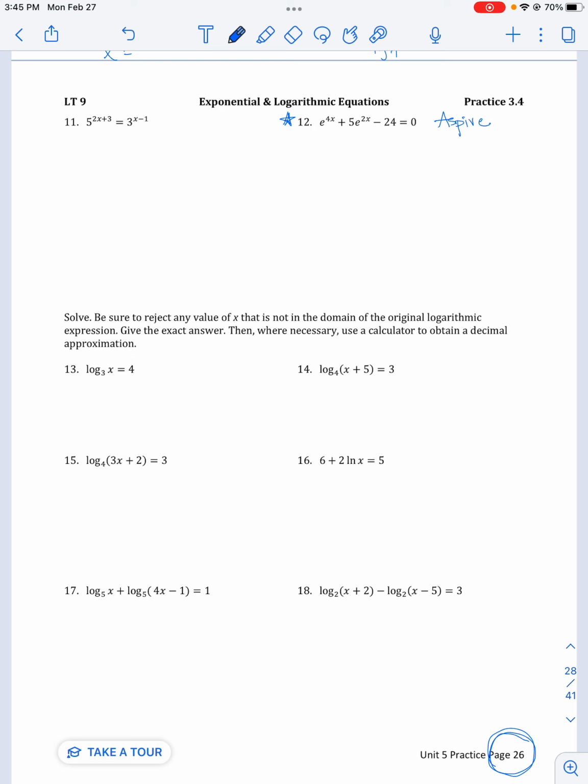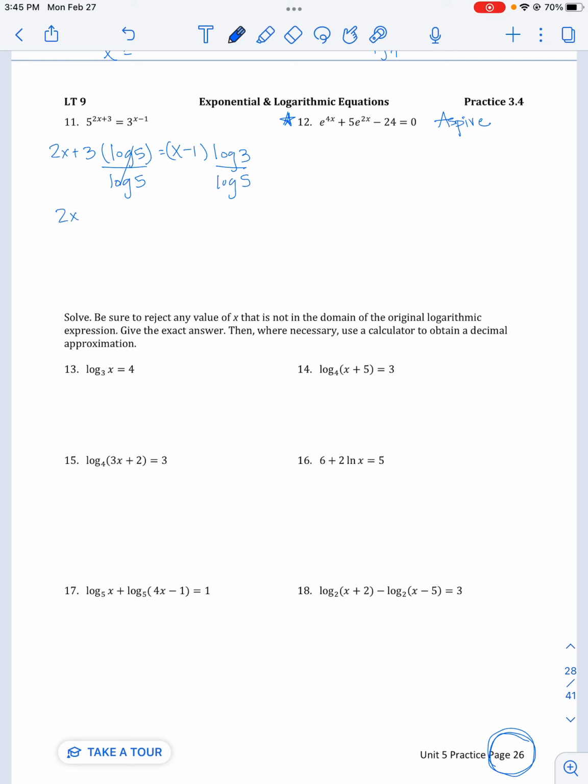So to solve a question like number 11, since you can't get a common base out of 5 and 3, you need to be able to log both sides. So the exponent gets swung down in front. That becomes 2x plus 3 times the log of 5. And you set that equal to x minus 1 times the log of 3. Now the log of 5 and the log of 3 are just numbers that your calculator can figure out for you. So you can divide both sides by log 5 or log 3 and then continue the problem from there.